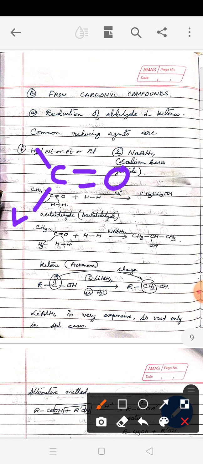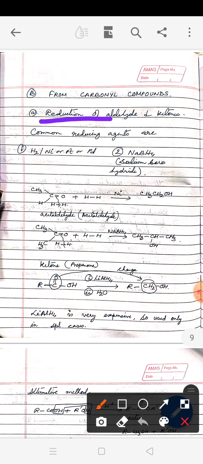Now if you have an H here, we call it an aldehyde. If you have an alkyl group on both the hands of carbon, then we call it a ketone. And if you have one OH here, then we call it a carboxylic acid. But when we talk about carbonyl compounds, we usually don't consider carboxylic acids. We consider aldehydes and ketones only. So there are two methods by which it can be converted to alcohol.